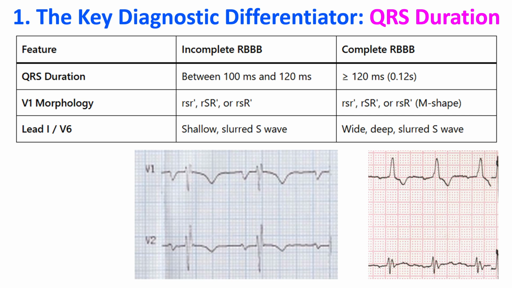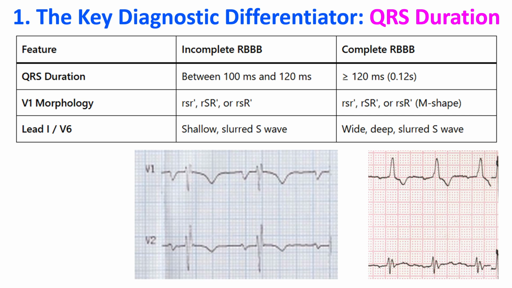QRS duration is between 100 and 120 milliseconds in incomplete right bundle branch block, while it is 120 or more milliseconds in complete RBBB. V1 morphology is similar. RSR prime of various types can be seen in either incomplete or complete RBBB. In lead 1 and V6, the shallow slurred S wave is seen in incomplete RBBB, while it is a bit deeper, wider and more slurred S wave in complete RBBB.